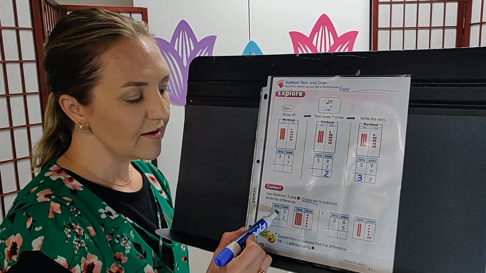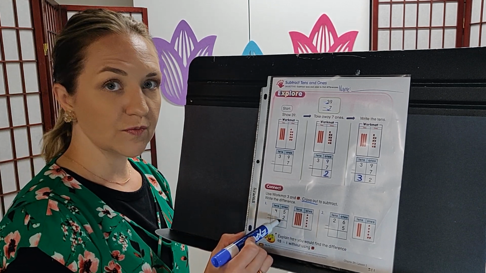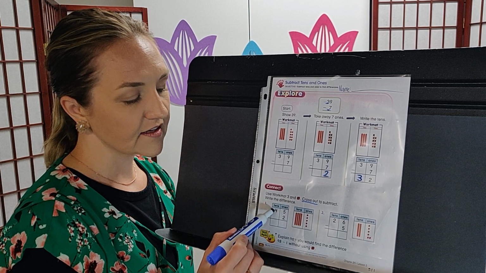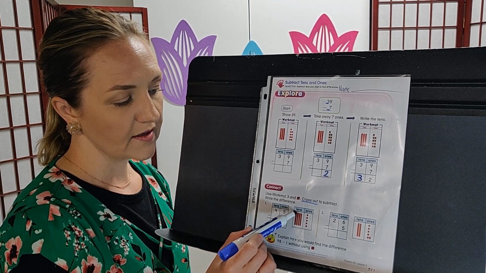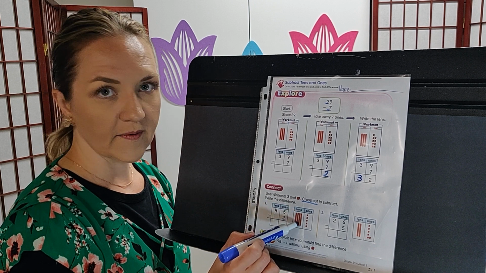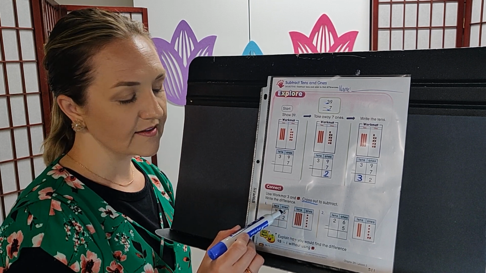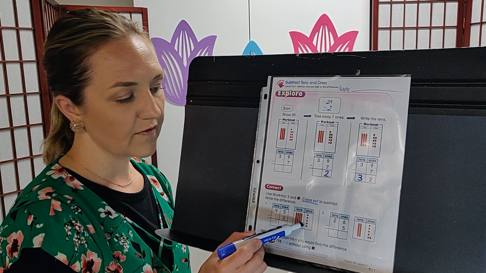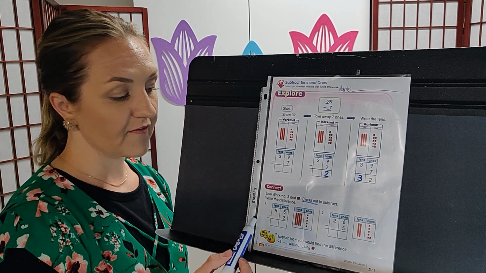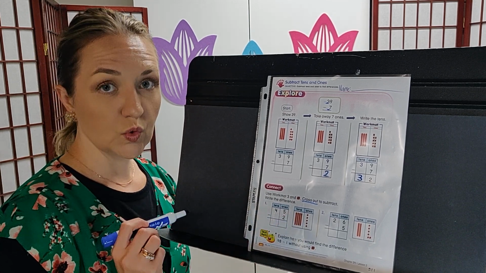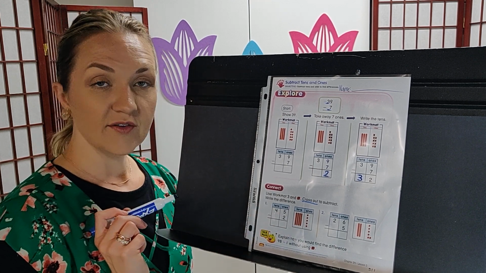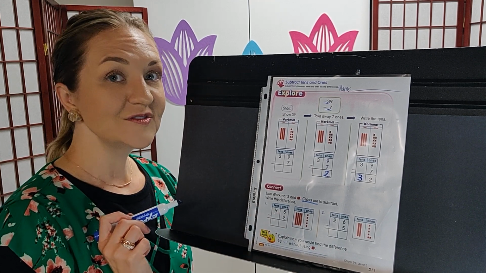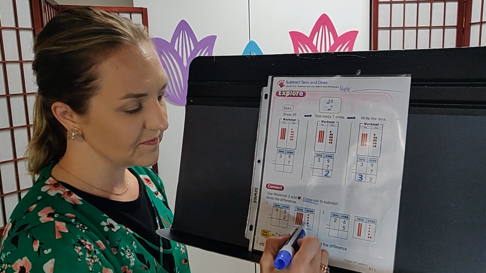So 45 minus 2. 45 has 4 groups of tens. 1, 2, 3, 4. And 5 ones. 1, 2, 3, 4, 5. Great. So we have 45. We're going to subtract 2 of those ones. So we need to go to our ones column and cross out 2 of them. Go ahead and cross out 2.